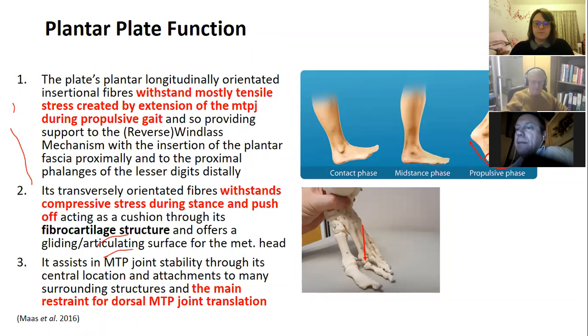Remember, the met head sits in that box, that sort of acetabulum, if you like, of structures, so it stays put. In other words, the plantar plate makes sure the met head stays put and does its thing, okay, without drifting one way or the other, up or down too much. Okay, so that's the main function of the plantar plate. So quite an important one. Okay, next slide, please.